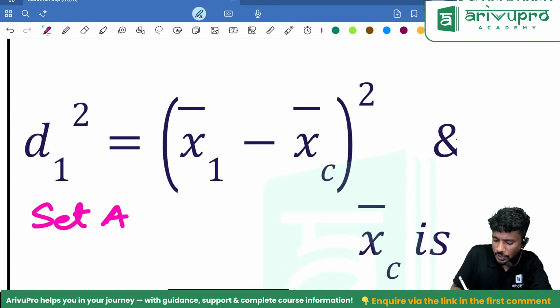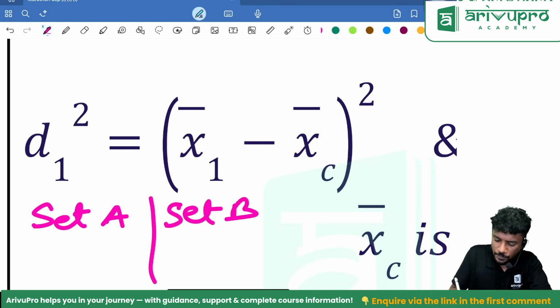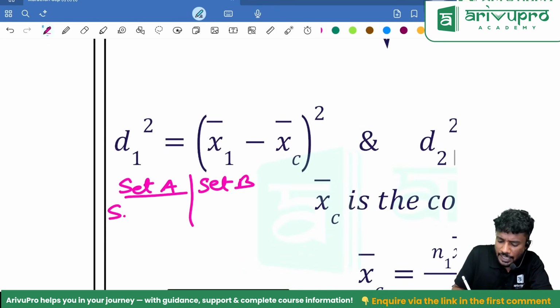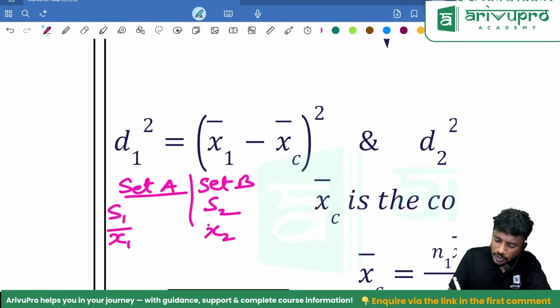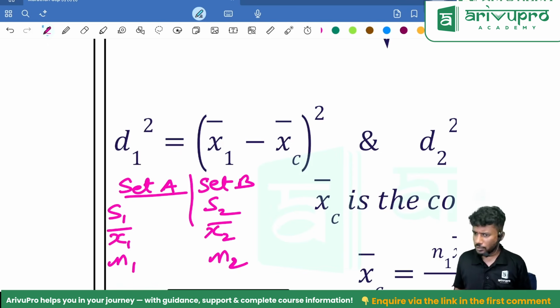Set A. Then there is set B. In set A, standard deviation S1 is there. In set B, standard deviation S2 is there. Then here X1 bar is there. Here X2 bar is there. Then here N1 is there. Here N2 is there. And corresponding values are also there.